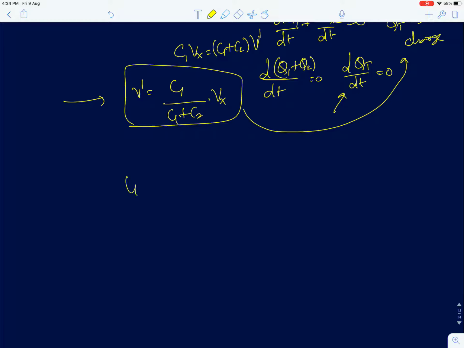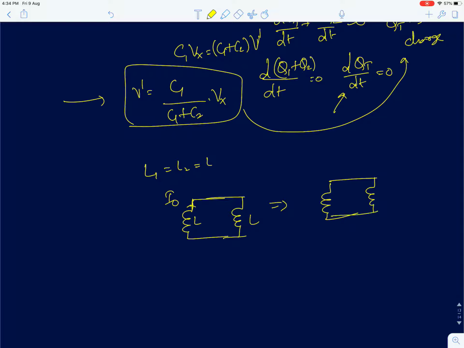Now we'll analyze a case where L1 equals L2 equals L. I'm going to assume the two inductors are the same, and I had an initial current of I0 in the circuit. In the steady state, once you connect the two inductors in parallel, they both are in series, currents are the same across them. So this current is going to become I0 by 2. That's what we found from the flux conservation.